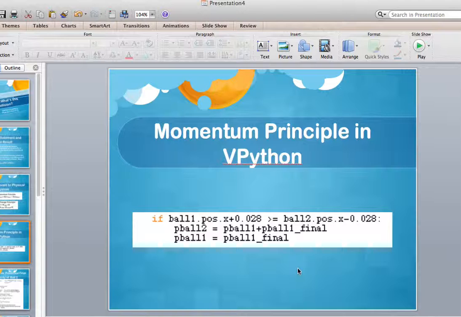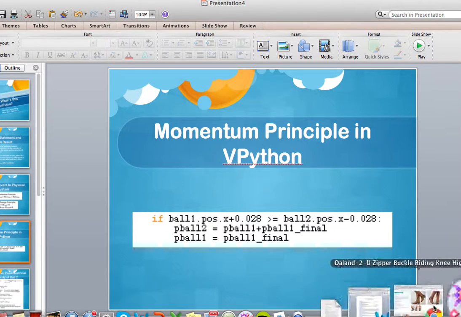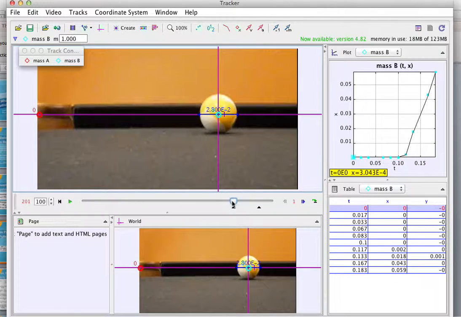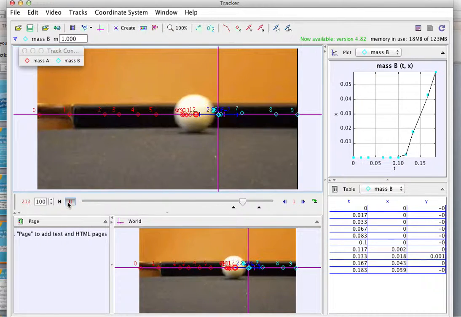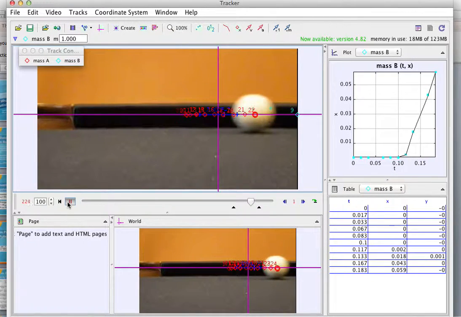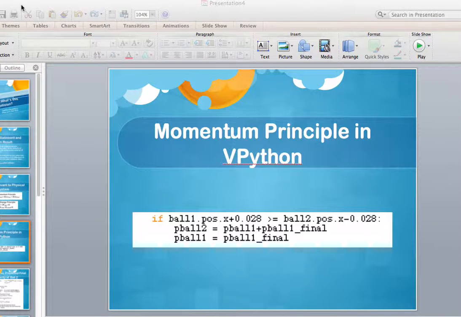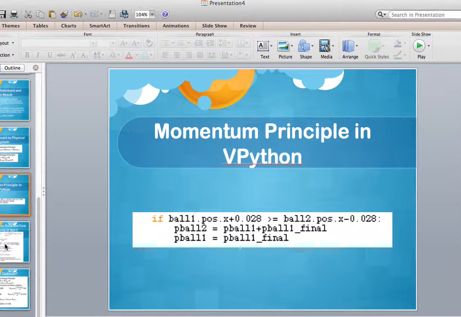To check whether the model predicted this accurately, I tracked the second ball's motion, which is shown here. As you can see, these are the blue points. So all the blue points are the tracking positions for the motion of ball 2. And then I used this data to check the model data, or predicted data. So this is what I found.